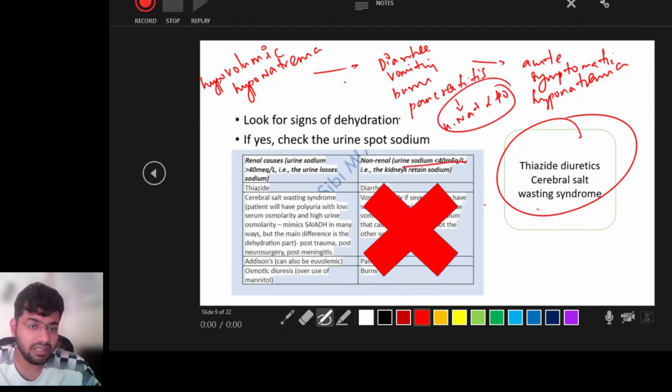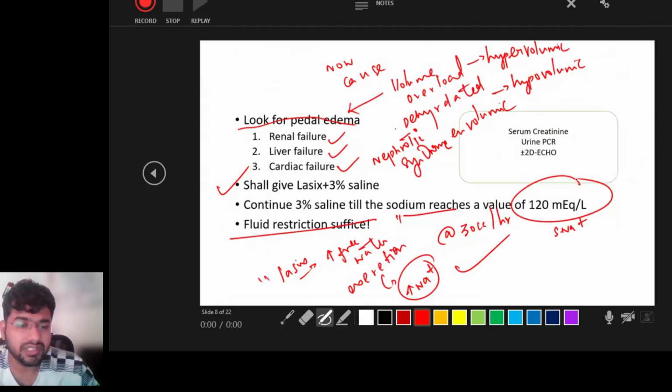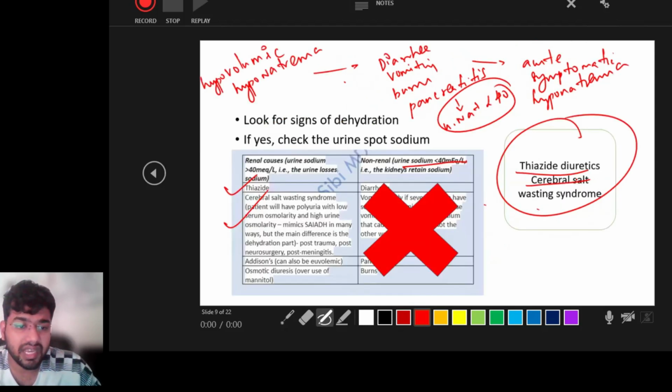But the most important thing which we have to look for is the urine loss of sodium in hypovolemic hyponatremia, which happens only in two conditions: thiazide diuretic use and cerebral salt wasting syndrome. Just remember these two causes. We can come to them later. So, first of all, we have to see whether patients have hypervolemia, and we have to rule out three failures: renal failure, cardiac failure, and liver failure. Then look for obvious signs of dehydration, and most often it will be renal loss of sodium. If the patient is dehydrated, commonly thiazide diuretic use and cerebral salt wasting syndrome.